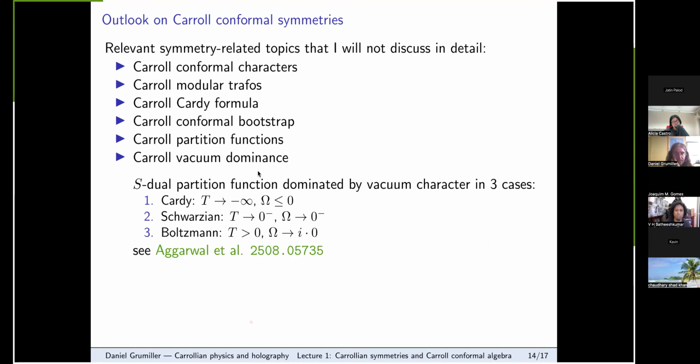And it turns out that in the Carrollian CFT case in 1+1 dimensions, the S-dual partition function, so after you do this S transformation, is dominated by the vacuum character in 3 distinct cases. There's the Cardy case. In this case, the angular rotation parameter has to be negative and the temperature has to go to -infinity. So this is something you need to digest. The temperature not only has to be large, it has to be large and negative.